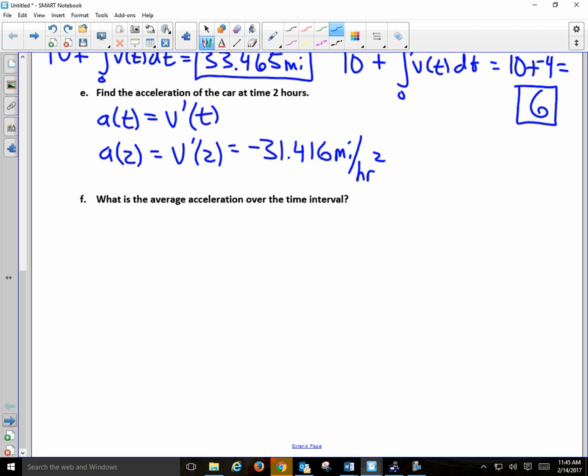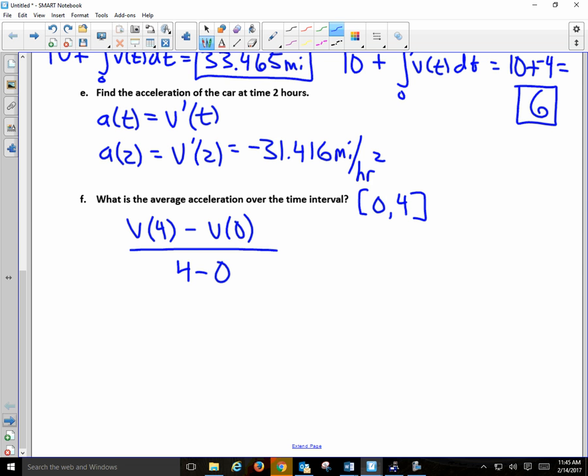So over the time interval from 0 to 4, in order to find average acceleration, I'll find the velocity at time 4 and the velocity at time 0. And I'll divide that by 4 minus 0. So this is just y sub 2 minus y sub 1 over x sub 2 minus x sub 1.